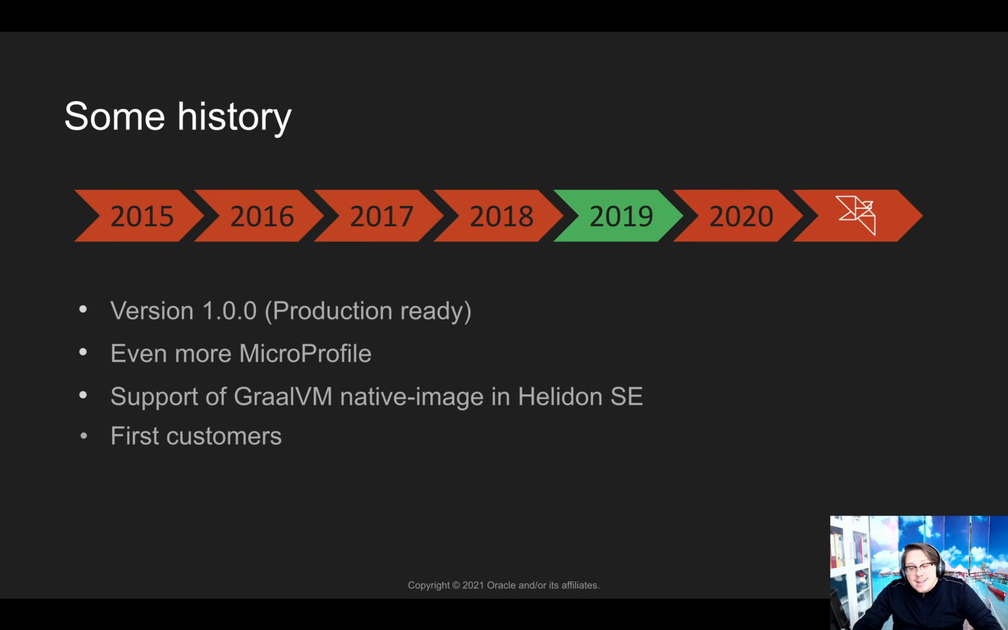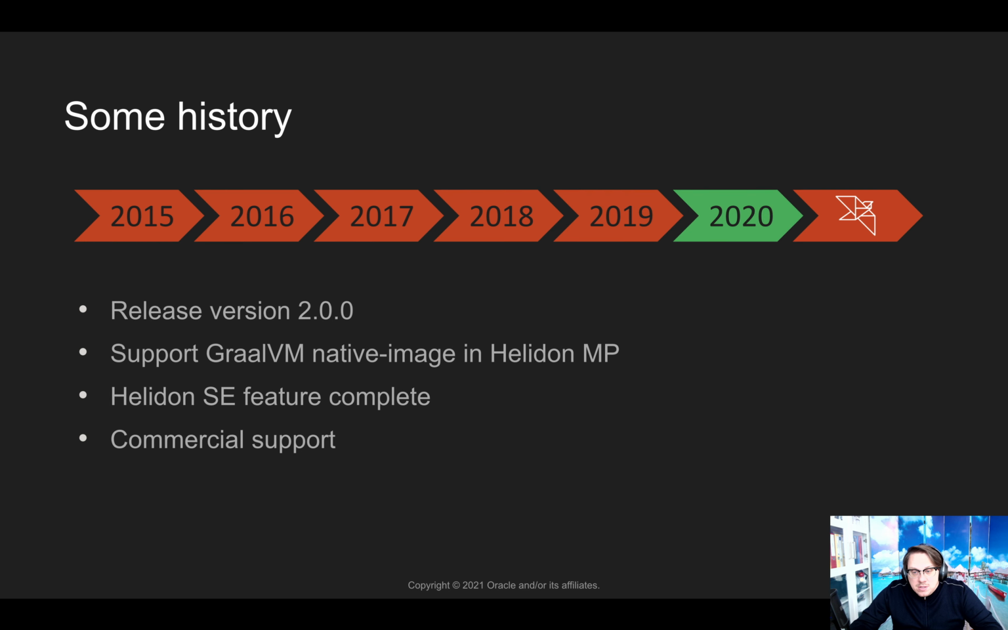In 2019, version 1.0 was officially established, and actually this was not only a product but production ready, which is the best part of it. So in 2019, the main focus was MicroProfile, and a big focus was GraalVM native image support, mostly in the reactive part of it. And we had our first customers.